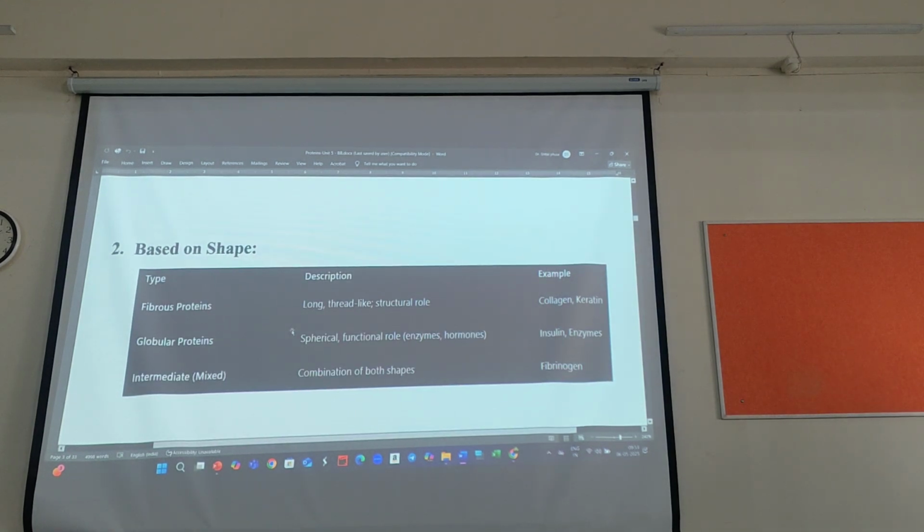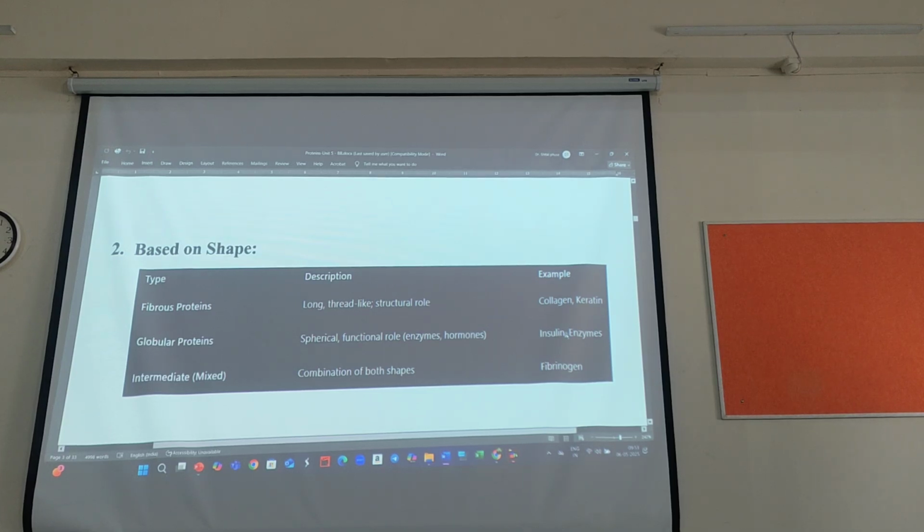Okay, so the next classification is based on the shape. There are different types again. Fibrous protein means what? It is a long thread-like structure with a structural role. For example, collagen and keratin. Keratin is in the skin and hair. Then globular protein, that is spherical shape. Globular means globe shape, spherical shape. It has a functional role. Those are enzymes and hormones, for example insulin and some enzymes.